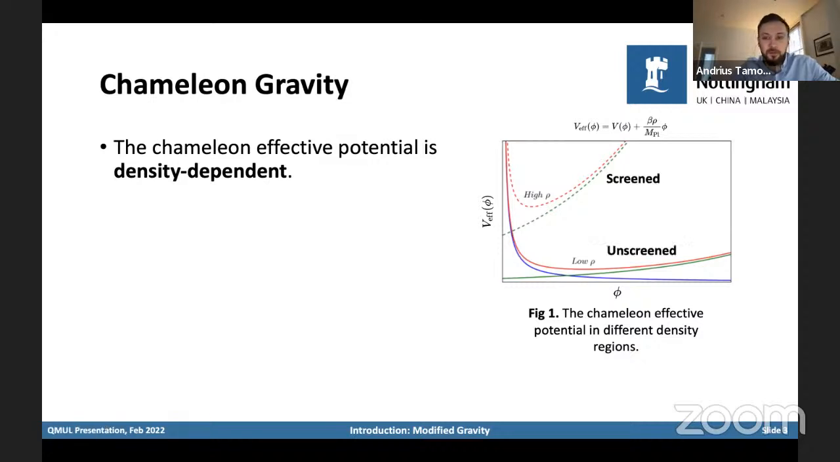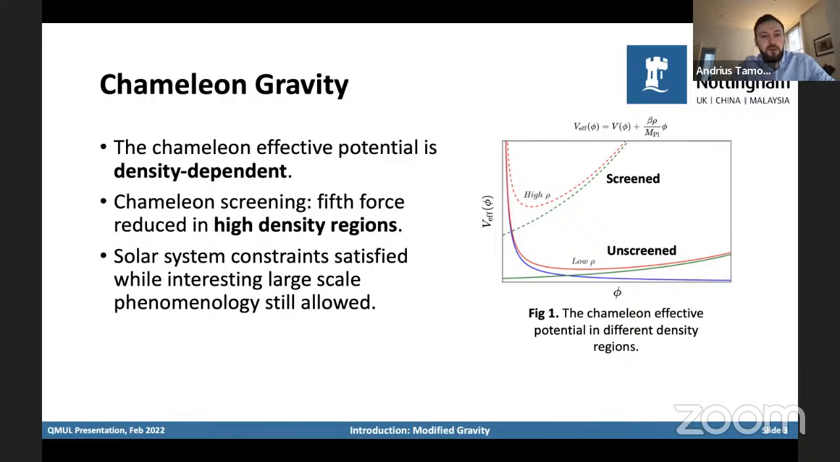The behavior of this effective potential describes most of the important behavior of this model. In the high density regions, this is the shape that the potential has, a nice parabolic shape where the field is just stuck and does not propagate. We say that it is screened. So the fifth force is very small, practically zero, in those regions. But in the low density regions, the field propagates, the fifth force is not equal to zero, it can be much larger. So the field is said to be unscreened.